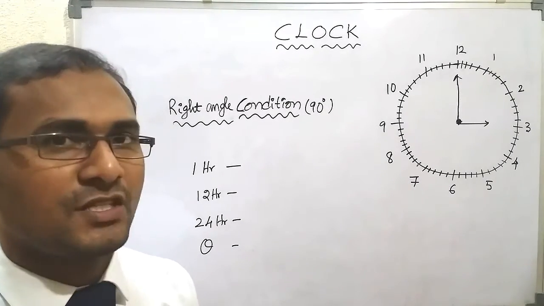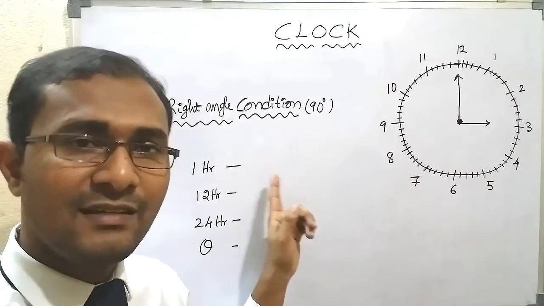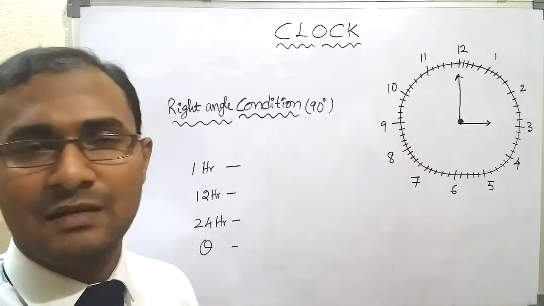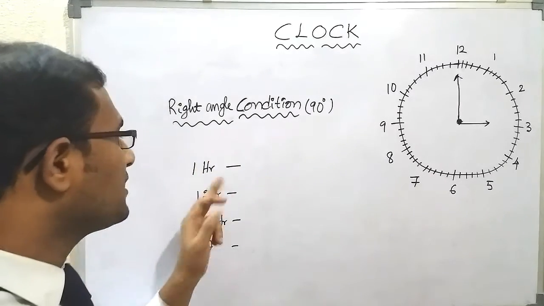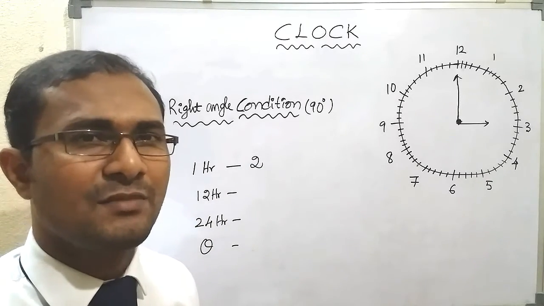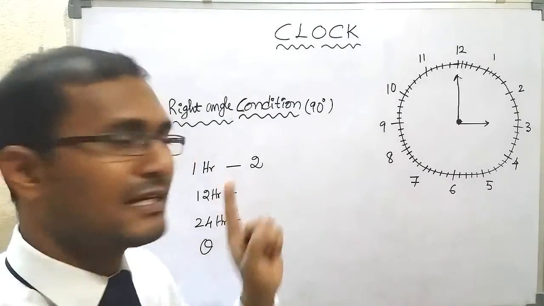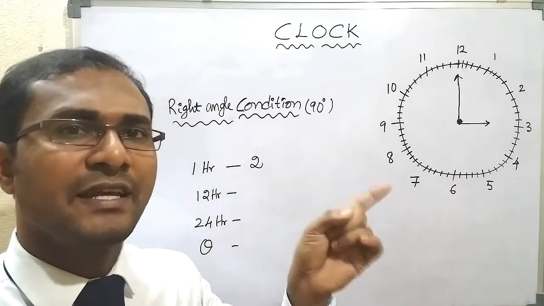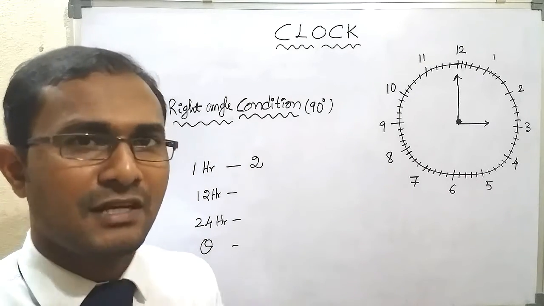Now let us see one more condition, that is the right angle condition, or 90 degrees condition. We have already seen that for every 1 hour only one time the coincident condition takes place and only one time the opposite condition also takes place. But for the right angle condition, for every 1 hour two times it takes place, at two different time intervals.